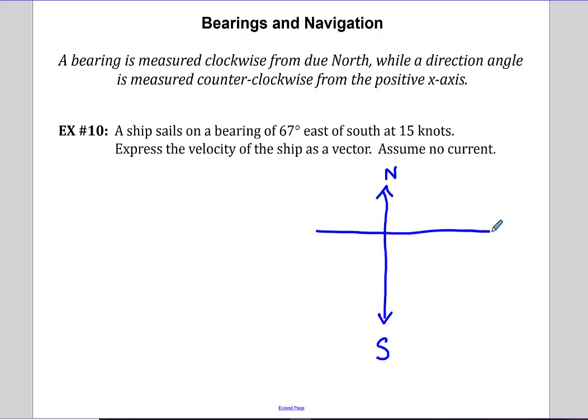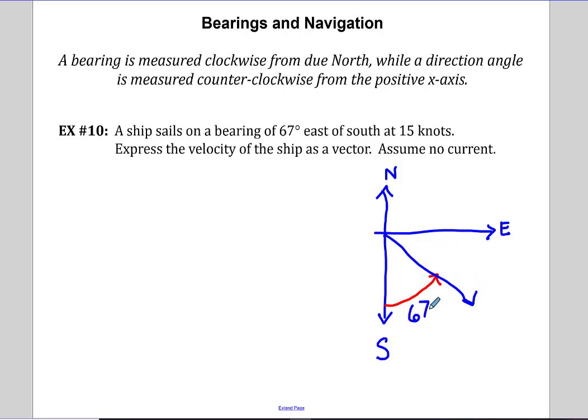So north, south, east, west looks like this. And if we're sailing our boat 67 degrees east of south, we're down here. So our bearing from the port is going like that.